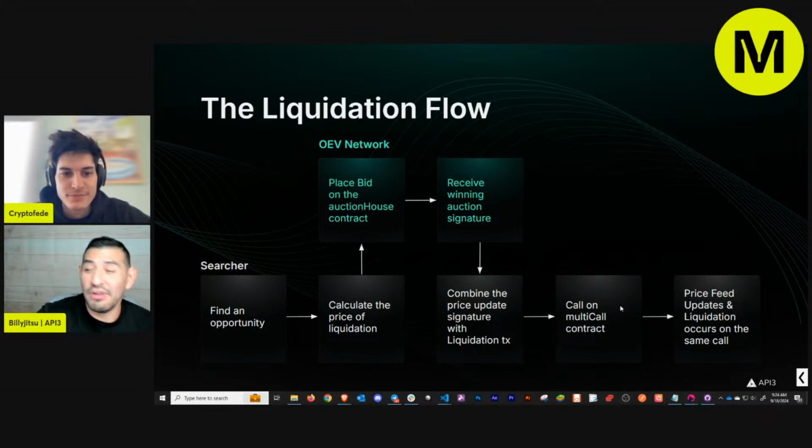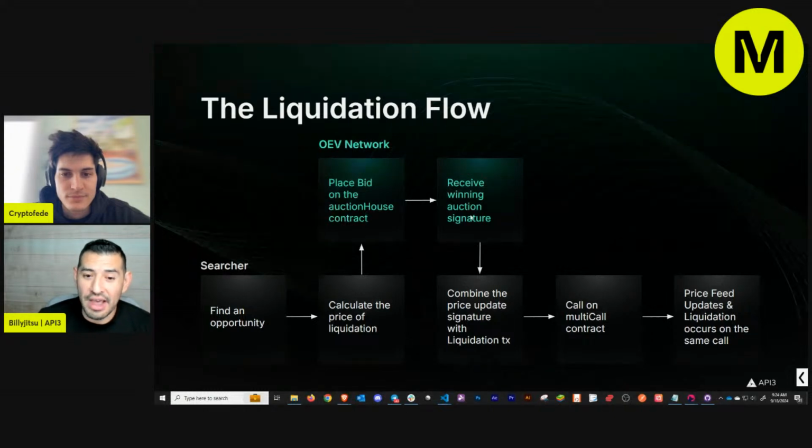But here's the liquidation flow top level view, right? So you find an opportunity. You calculate the price of the liquidation. For our example, it was 2012. Okay, so now we know 2012 is a thing. We place a bid for 2012 on the OEV network. We win that bid. So now we have the signature.